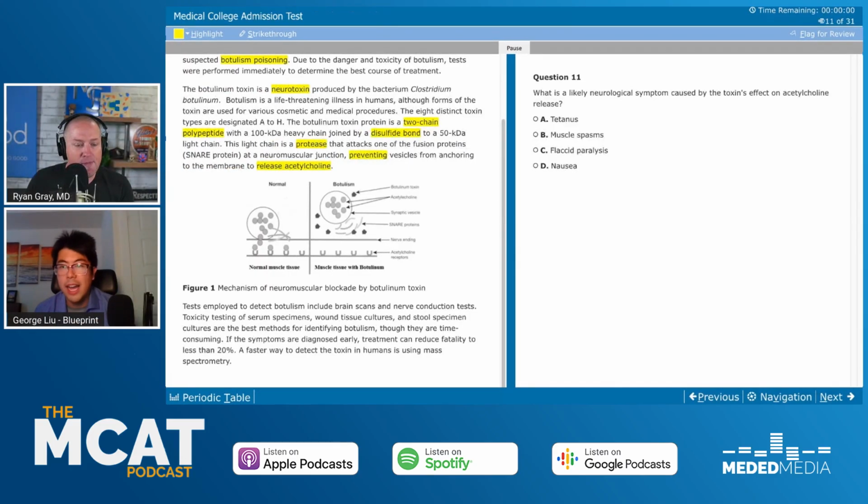Great. I might also highlight this idea of if it's detected early, you can reduce fatality to less than 20%. Maybe we'll get an important question there. But this idea of detecting botulism, so I know if I have anything to do with detection, I'll come back to this final paragraph.